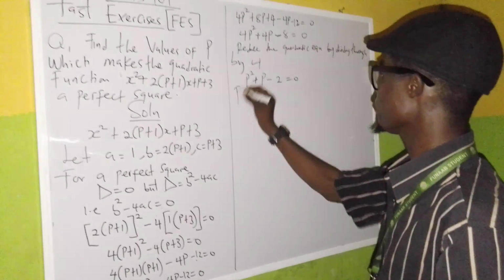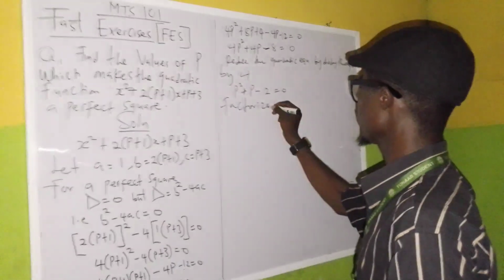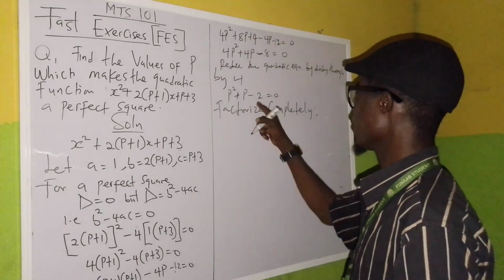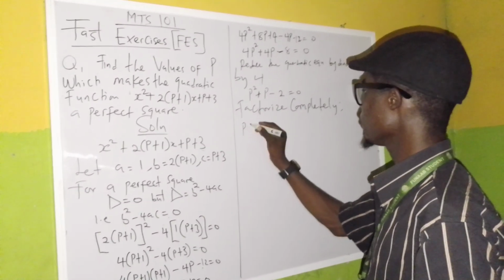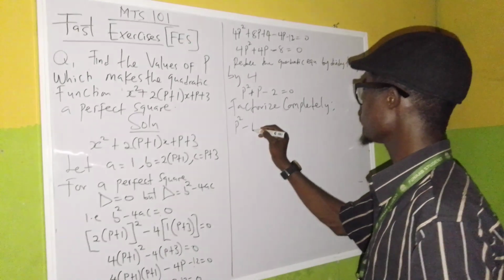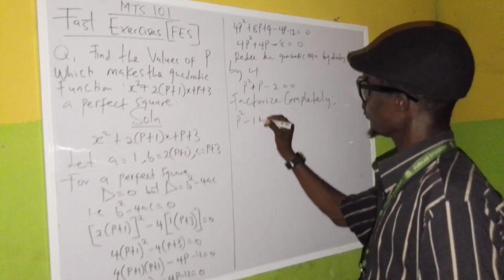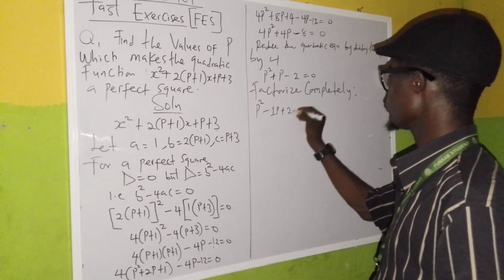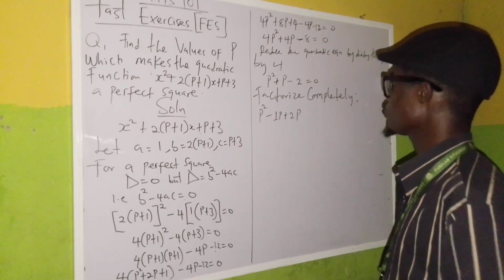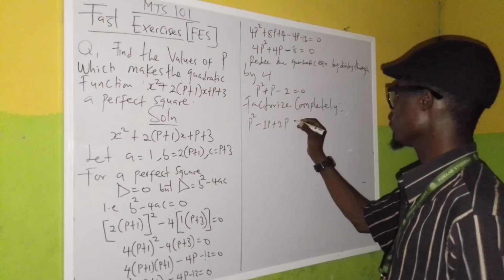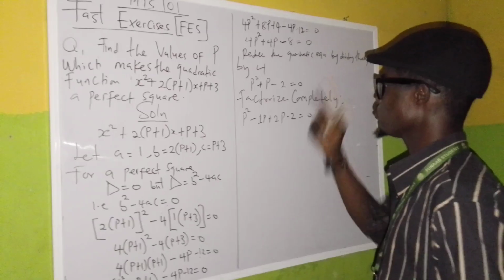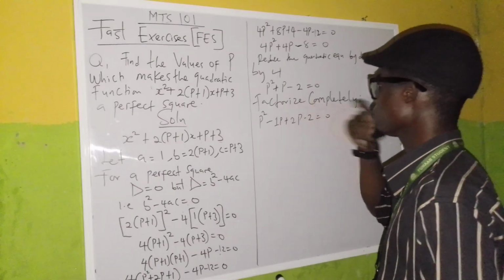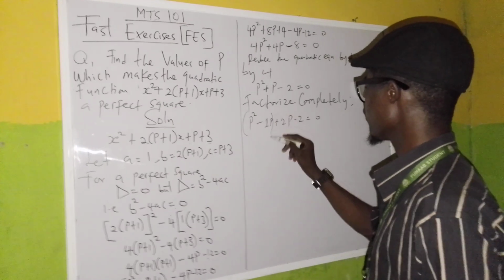Okay, so we now factorize completely. We do what? We factorize completely. So what do we have? So we can have p squared minus 1p plus 2p. You get that? Because obviously minus 1 times 2 will give you this minus 2. So minus 1 plus 2 will give you p. You find 2 numbers which when you multiply will give you this, minus 2, and when you add or subtract, will give you this middle value. So now you can bracket it, okay?